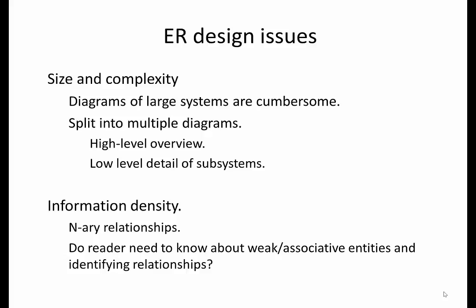So watch out for information density, the fact that you've got lines going all over the place. It's not easy to read these diagrams sometimes, especially when you get into ternary and large relationships that involve 3, 4, 5 entities. You're trying to squeeze all these entities, connect them into a diamond, possibly with roles written on them. It's not easy to do. It's messy. And do your readers need to know about weak entities and identifying relationships? In my opinion, most of the time they don't. So it's not worth bothering about that. Just keep them simple.